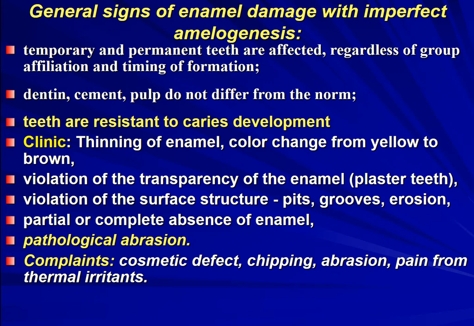General signs of enamel damage with amelogenesis imperfecta. Temporary and permanent teeth are affected, regardless of group affiliation and timing of formation. Dentine, cement, pulp do not differ from the norm. Teeth are resistant to caries development.